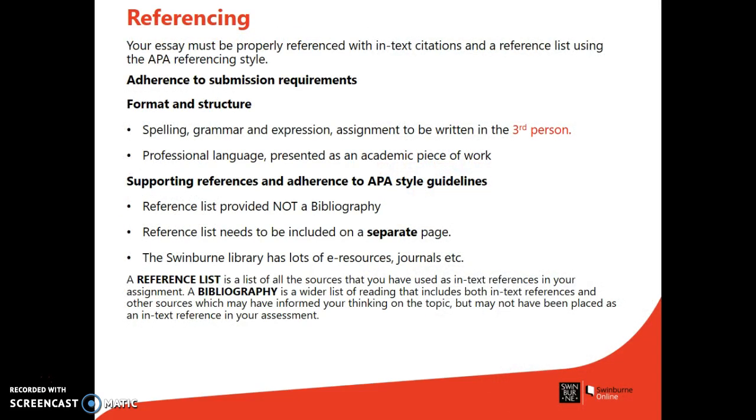So your essay must be properly referenced, like I had mentioned before, so you need to make sure that you're using in-text citations and your reference list on a separate page using the APA Referencing Guide. Make sure that your spelling, grammar and expression is good and you have written in third person.